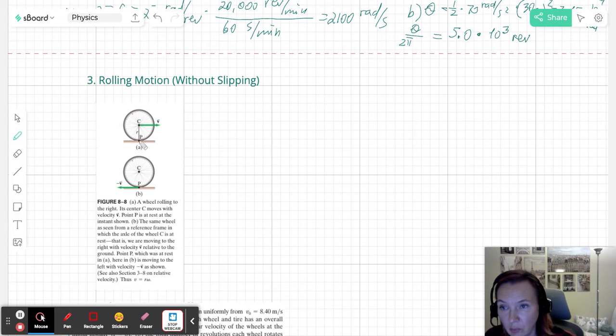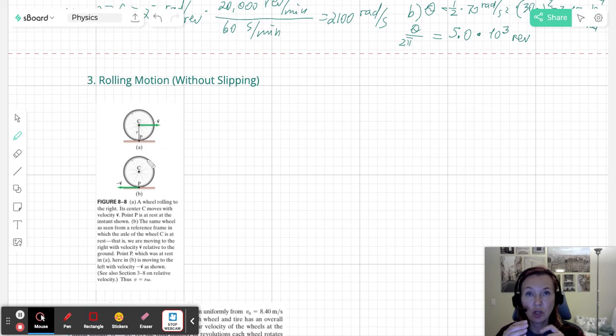If we look at the point P right here on the wheel, we see that the wheel is rolling to the right. The center of the wheel moves to the right with the linear velocity v. The point P right here is momentarily at rest, because otherwise we would have slipping. So this way, point P is at rest.